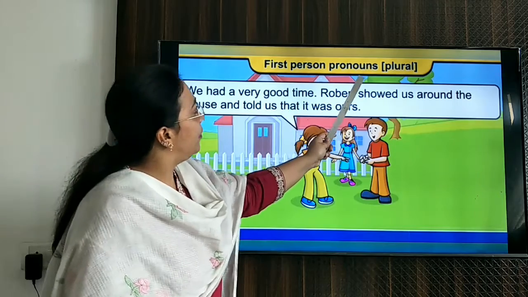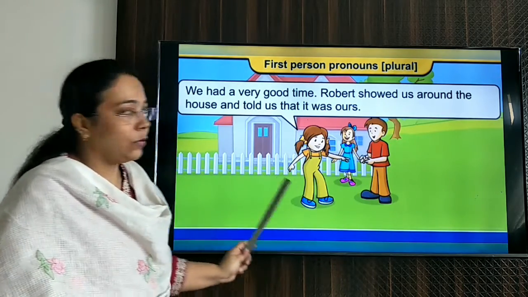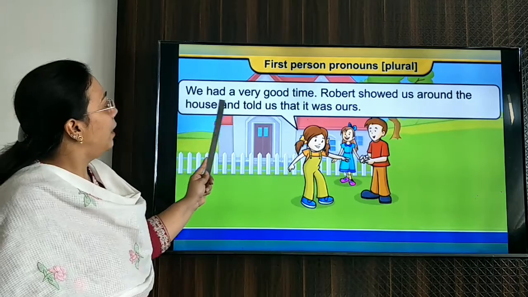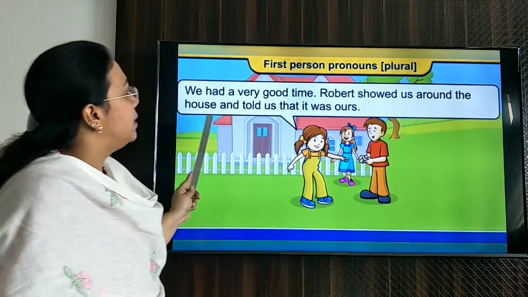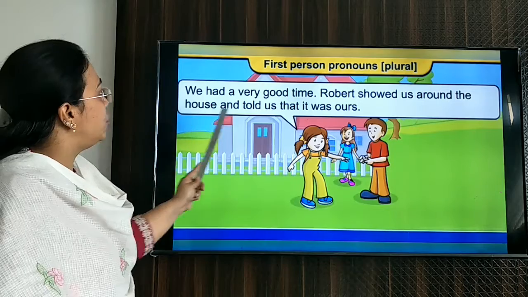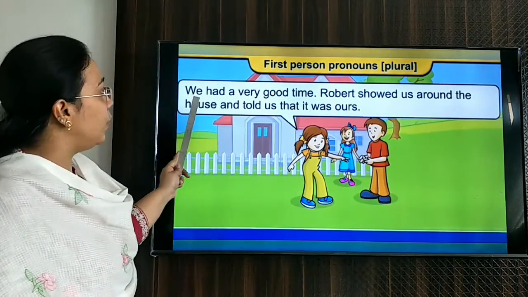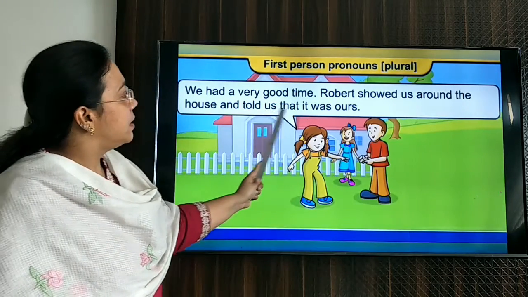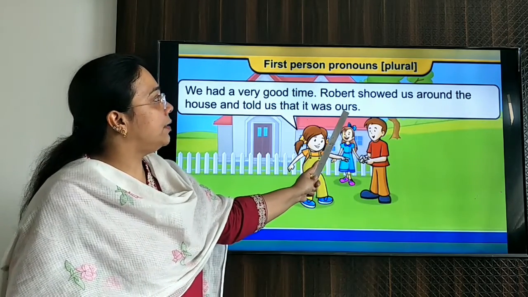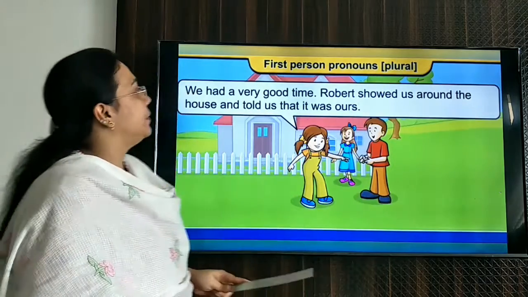Again, first person pronoun plural. We. We had a very good time. Robert showed us around the house and told us that it was ours. We, us, ours. These are the pronouns used for first person plural. Next.